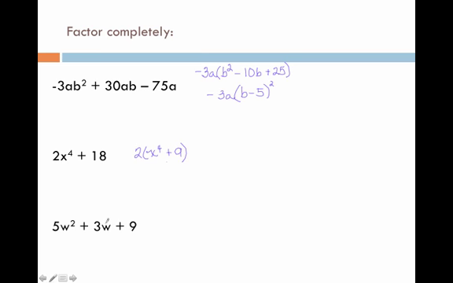So here's one more example. I have no greatest common factor to take out of these three terms, and then I'm going to look to see if I might have a perfect square trinomial, but I don't. This one's not going to be a perfect square. So I'm just going to go back to my box method to check to see what I can do.